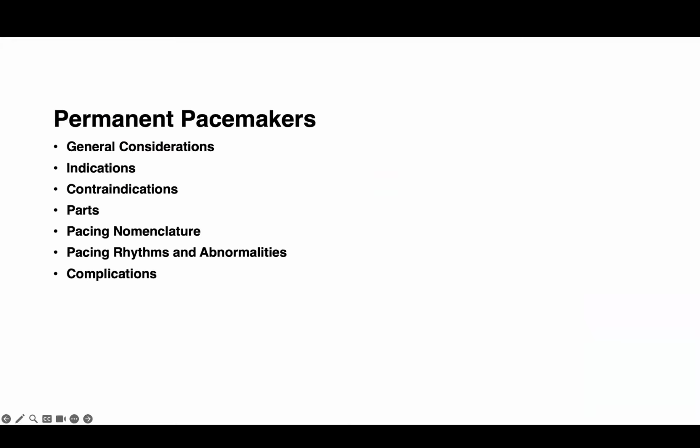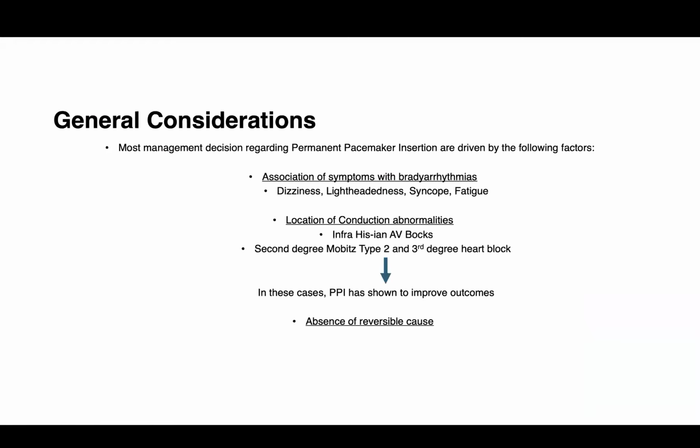So coming to permanent pacemakers, most management decisions regarding permanent pacemakers are driven by the following factors. One is association of symptoms with bradyarrhythmias like dizziness, lightheadedness, syncope, and fatigue. And location of the conduction abnormalities. His infrahisian AV blocks are second degree Mobitz type 2 to 3 heart blocks. So in these cases, PPM is shown to improve outcomes, and there is an absence of a reversible cause. So these three are the important things you need to keep in mind when they put a PPM.